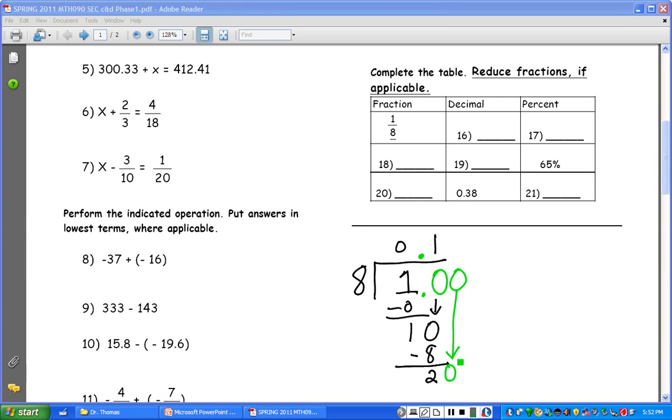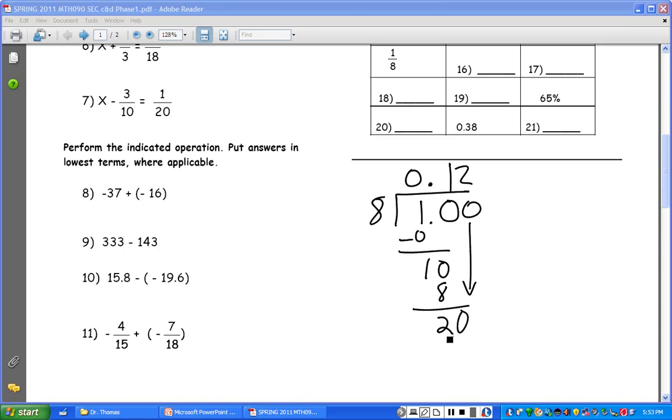So 8 goes into 20 how many times? 2 times. Write this in black. 2 times. Say 2, 16, 4, add another 0. So 8 goes into 40 5 times. And that's when we have no remainder, so it terminates. So the answer here is 0.125. Now how do you change this 0.125 to a percent? You're just going to move the decimal 2 places to the right, and it'll give you 12.5%.